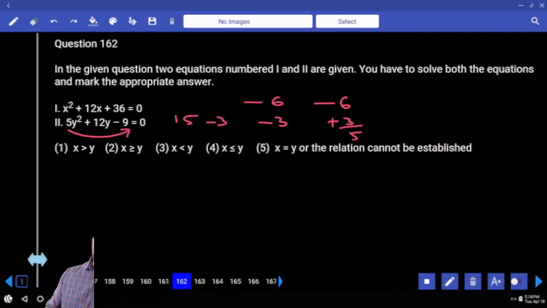So here y is always greater, na? Y is always greater, na? Minus 6 is always less than these two. So we can say confidently x less than y. Y is always greater. Y greater is nothing but x less than y.